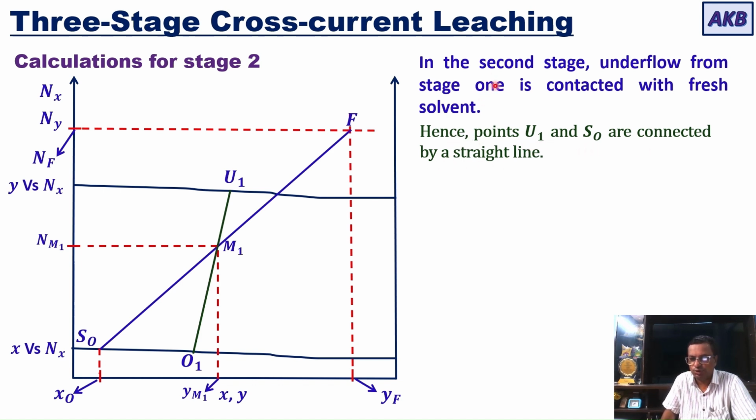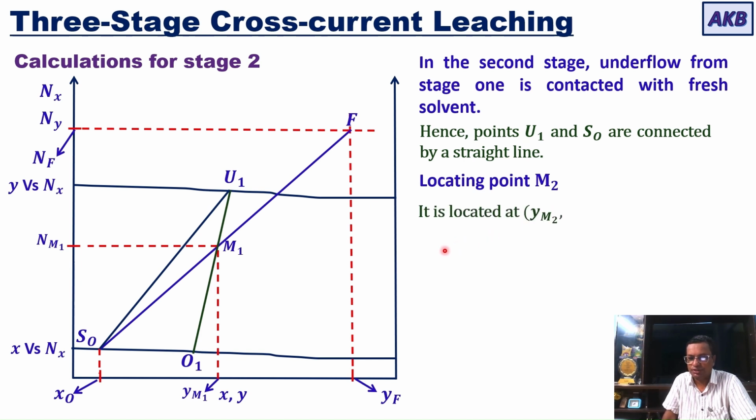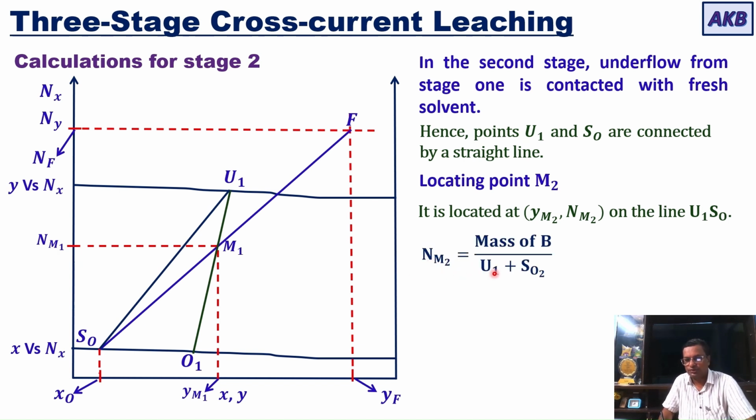So in order to show the operation in the second stage on this equilibrium diagram, you just connect points U1 and S0 with a straight line. So starting from S0, I will draw a straight line, and then I will aim at the point U1. Now after that, you have to locate point M2, which will be located at Ym2 and Nm2, and it will be located on the line U1 S0. For that, Nm2 is required.